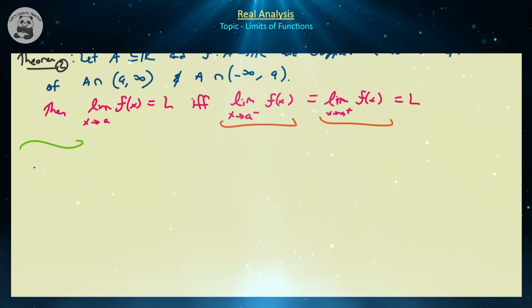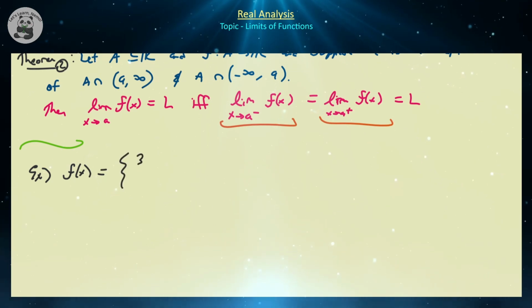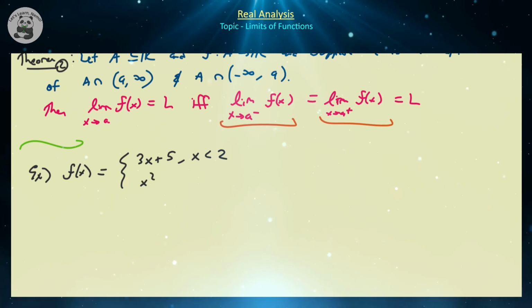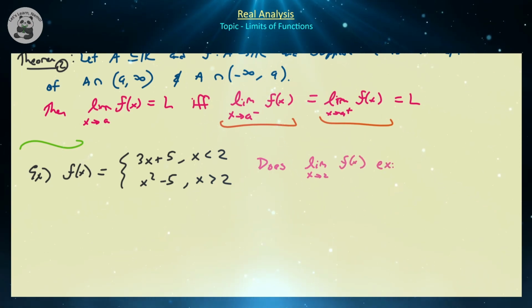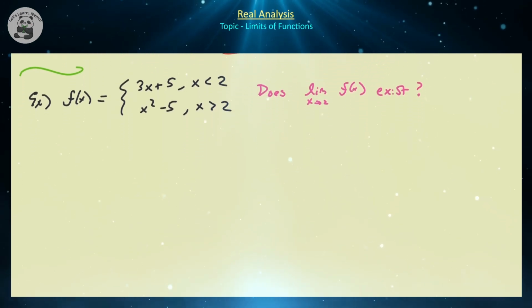So let's look at an example of how we can use this theorem to our advantage. Let's take the function f of x, which is equal to 3x plus 5 for x less than 2, and x squared minus 5 for x bigger than 2. My question to you is the following. Does the limit as x approaches 2 of this function exist? And if it does exist, what does it equal?